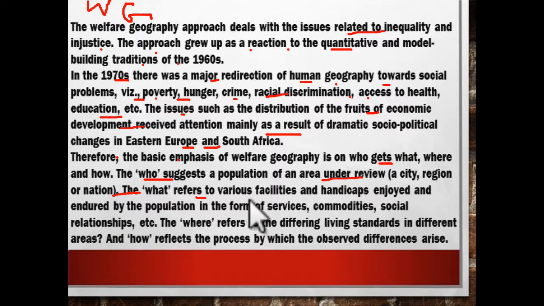Okay, and what refers to the various facilities, handicaps, enjoyed and endured by the population in the form of services, communities, social relationships, etc. The where refers to the differing living standards in different areas, and how reflects the process by which the observed differences arise.